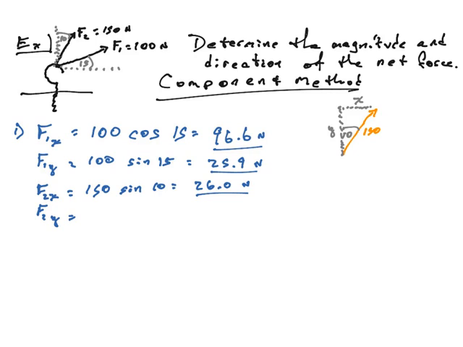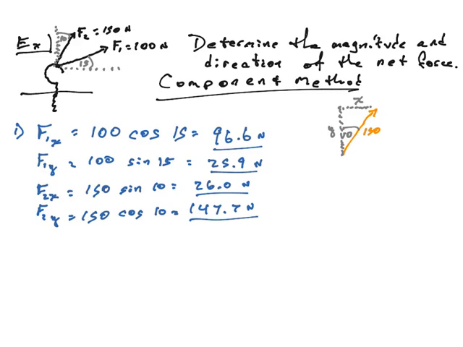Now I need the y component. Well, the y side is the side adjacent. Adjacent goes with cosine, so 150 cosine 10. 150 times cosine of 10 is 147.7 newtons. Now, first of all, if you happen to get different numbers here, just make sure your calculator is in degree mode, of course. We're using degrees for this course. I'm done for the first step.